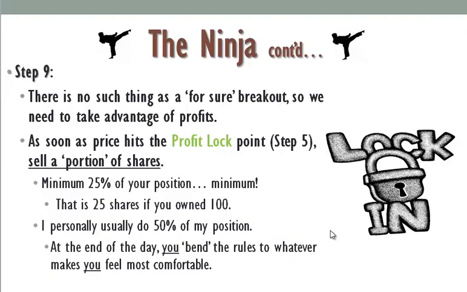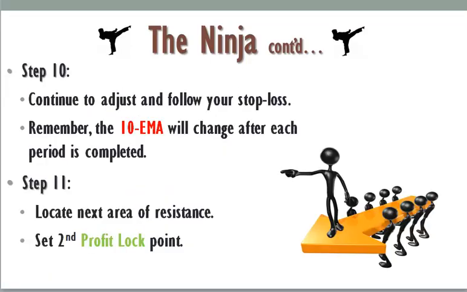After we do get that first profit lock point, we're going to want to continue to follow that stop loss, which is the 10 EMA. And then when we do get that second profit lock, we are going to want to set that second one right away, so that way we have an idea of where we should lock in some more profits if it continues to move in our direction.